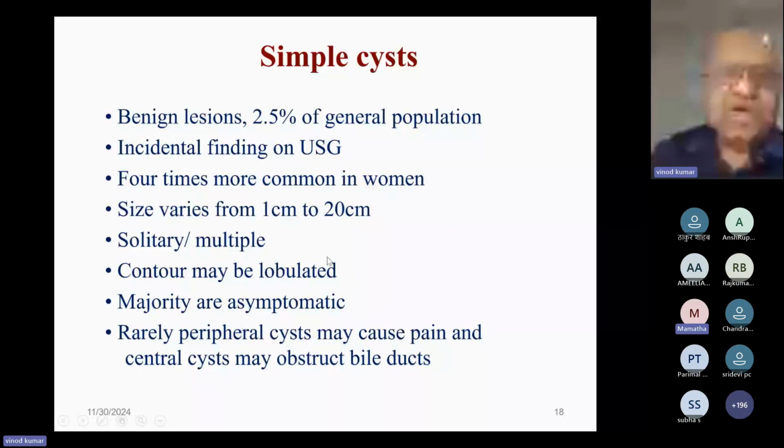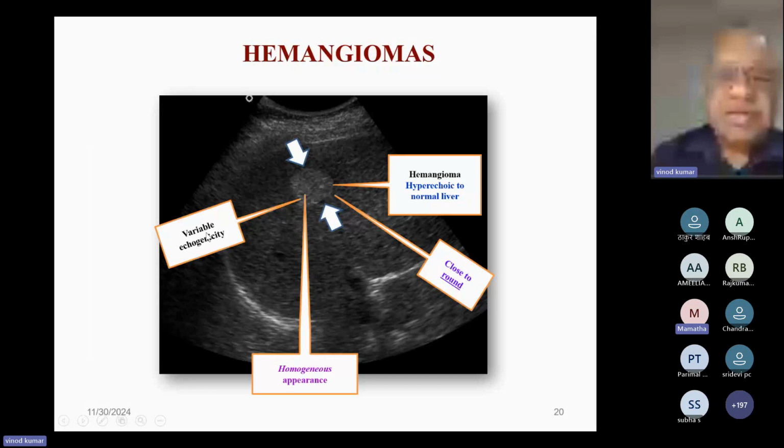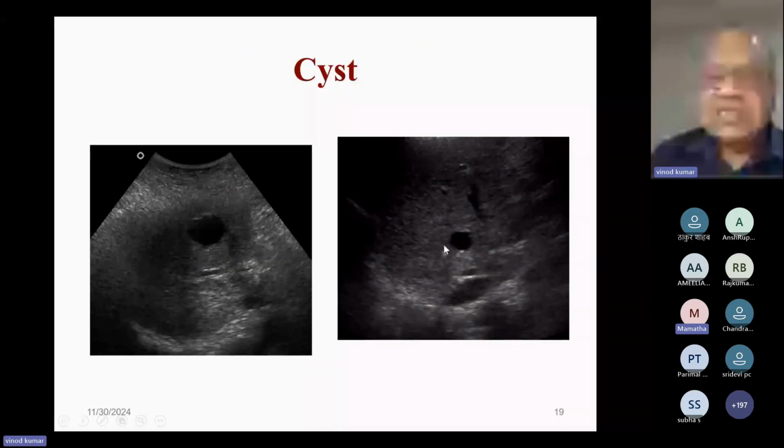And the majority are asymptomatic, that means no symptoms, etc. So this is a simple cyst. This is a complicated cyst. You will find this is very simple. It follows all the rules or properties of the cyst, but here these are not.